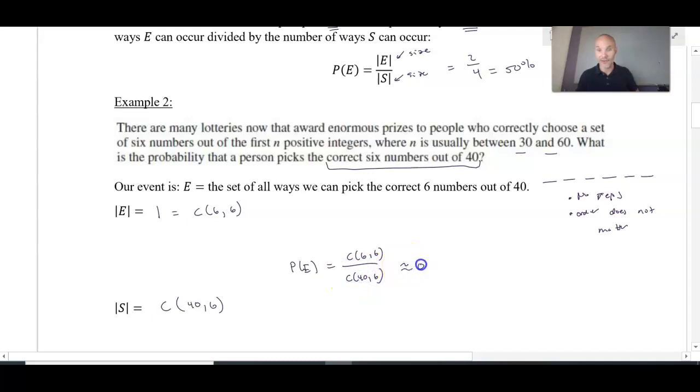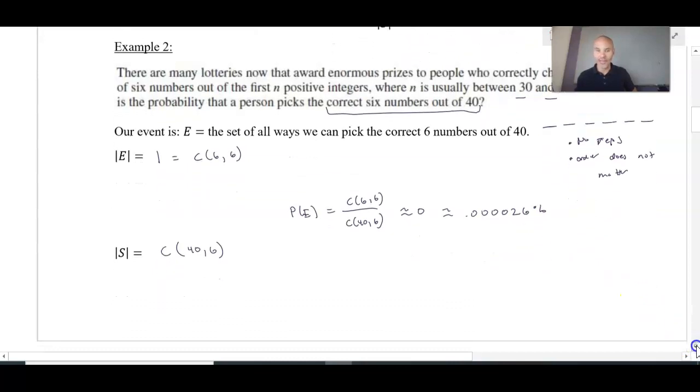This is going to be very, very close to 0. I think it's something like 0.0000026%. So there's a very, very small chance you win the lottery.